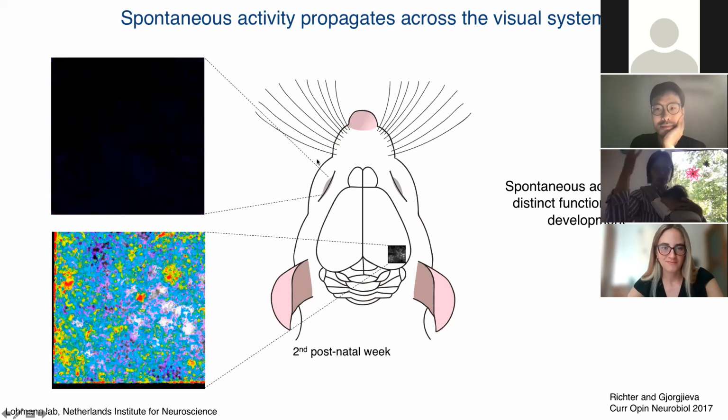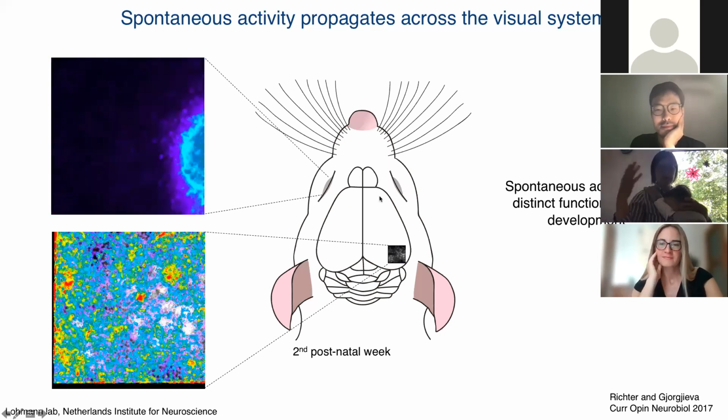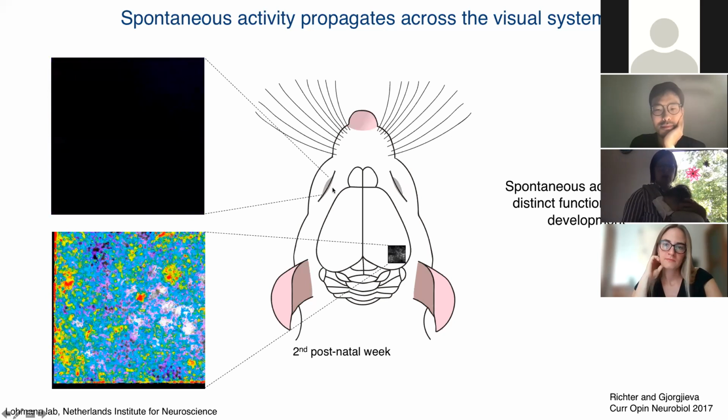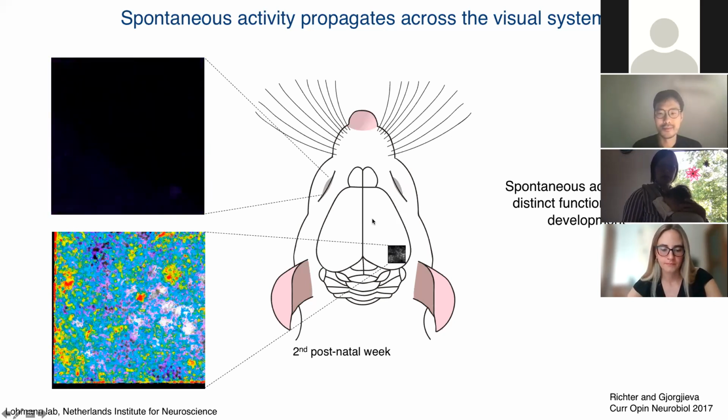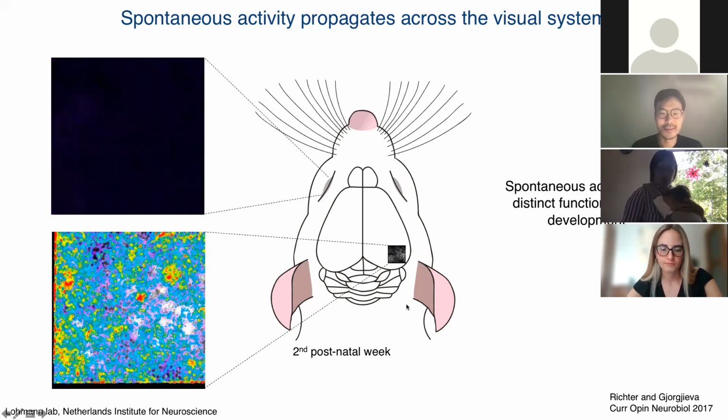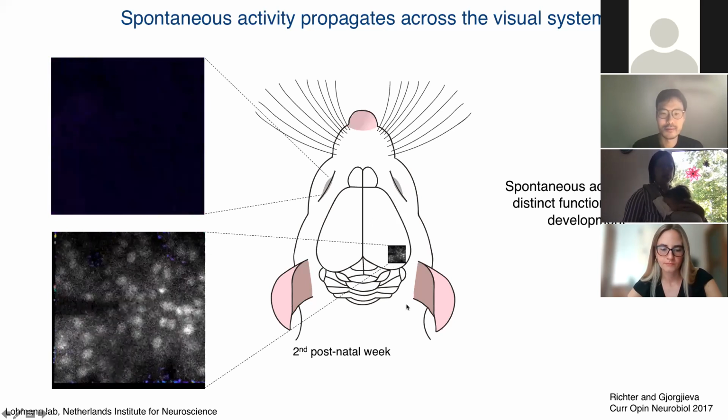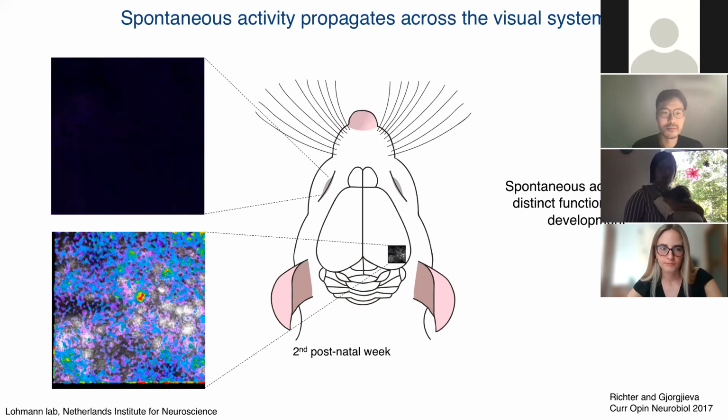So remember in one of the earlier slides, where I motivated these Ephs and ephrins, I showed you how connections from the retina grow to the colliculus, but also to the visual area of the thalamus known as the dorsolateral geniculate nucleus, and then going to the cortex. So we're usually looking at the cortex. So let's look at what this activity looks like in the cortex.